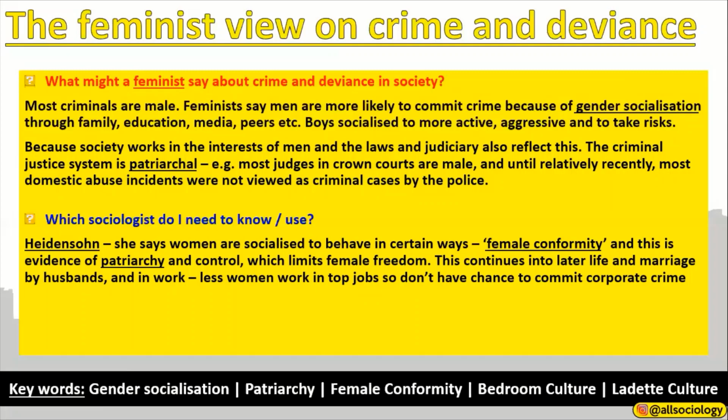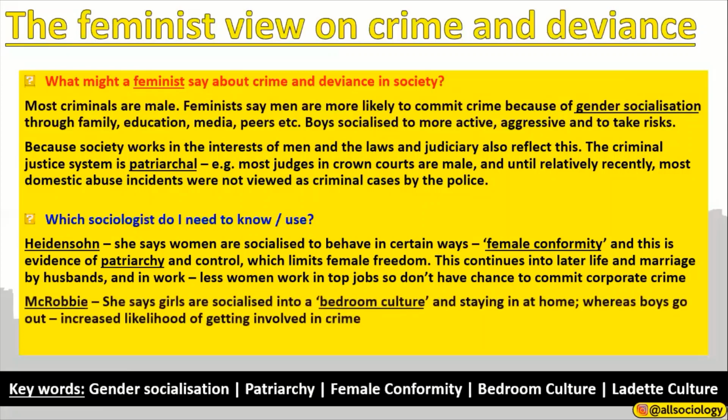And the argument goes that for Heidensohn, women have been socialised to conform to this kind of pattern of behaviour. And because women don't have as many top jobs, they don't have the opportunity to commit things like corporate crime. So women have been socialised into this female conformity role, which suggests that they don't commit as much crime. And if they did want to, they don't often have the opportunities to do this.